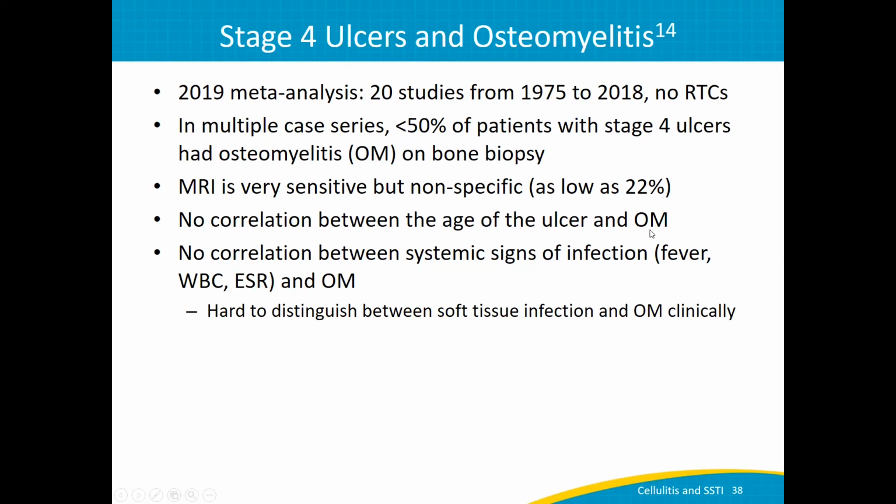These studies found no correlation between the age of the ulcer and osteomyelitis. So just because an ulcer is old, it doesn't necessarily make osteomyelitis more likely. And interestingly, and also challengingly, there was not really a good correlation between systemic signs of infection like fever or elevated white blood cell count and inflammatory markers and osteomyelitis either. It was hypothesized that this was probably because the residents with these signs had infection of the soft tissue of the ulcer, but not the bone.